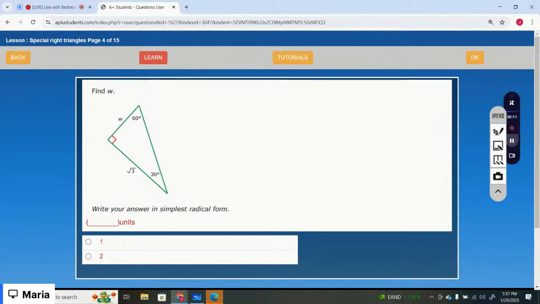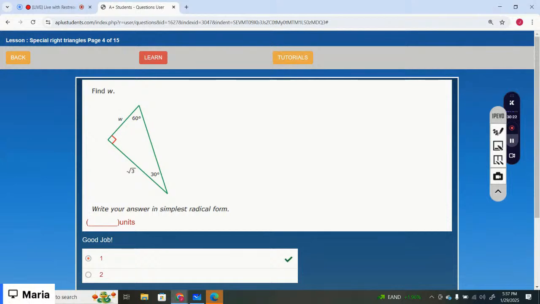Find W. You have to calculate the shorter leg length. So that is the longer length divided by square root 3. So the correct option is option number 1.